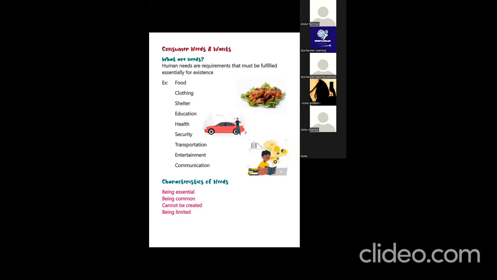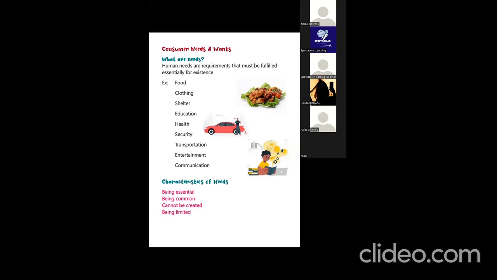Also being common. As I said previously, whether they are rich or whether they are poor, both of these people get hungry. So needs are common to everyone. And also businessmen cannot create a specific need. Needs automatically come from the human itself. And also being limited. There are no large number of needs. Only food, clothing, shelter, education. About 10 needs are only there.